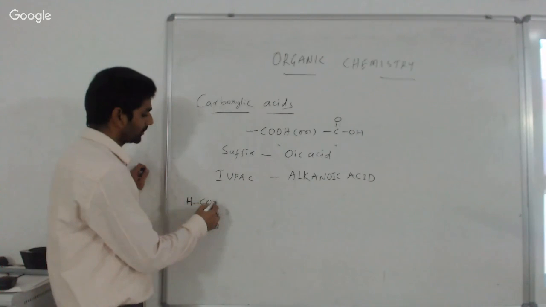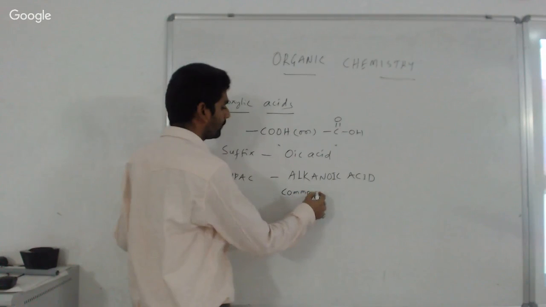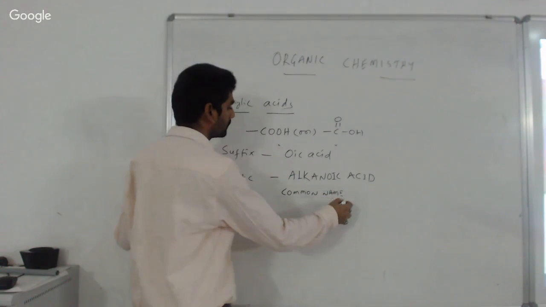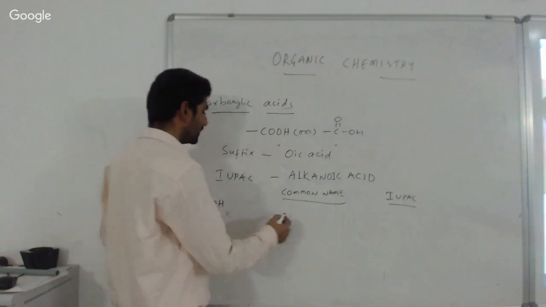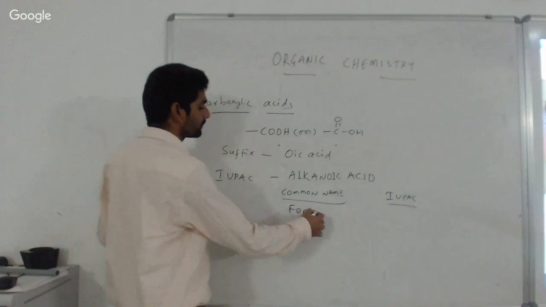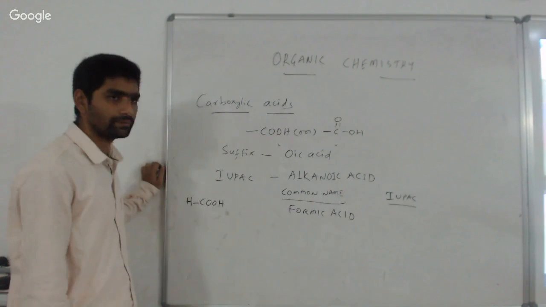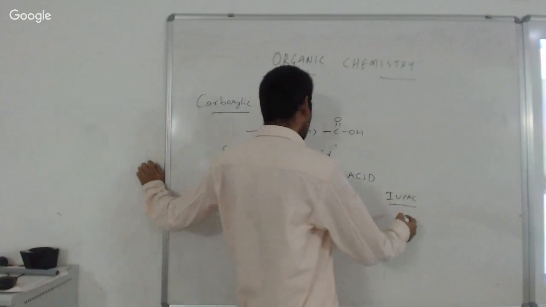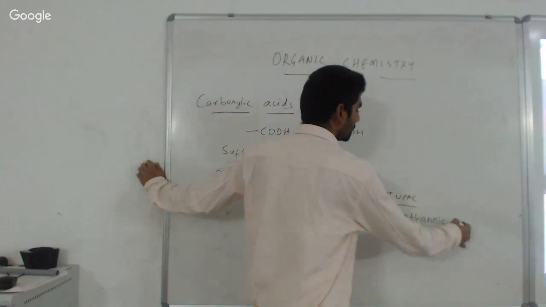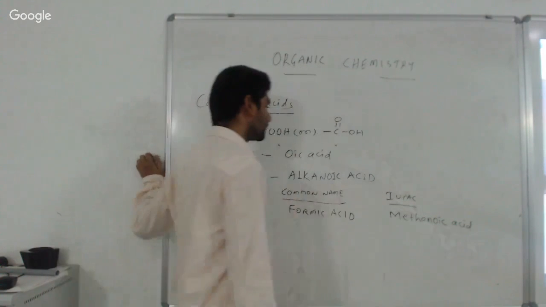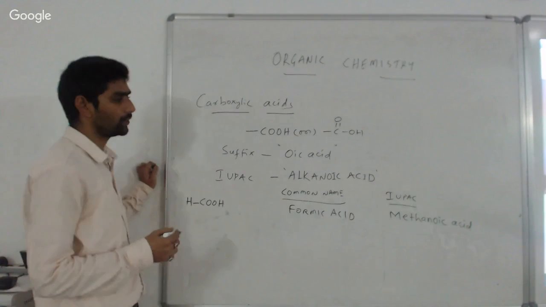HCOOH. The common name for this is formic acid. The IUPAC name: it is a one carbon acid, so methanoic acid. Alkanoic acid is the IUPAC, so one carbon acid gives methanoic acid.